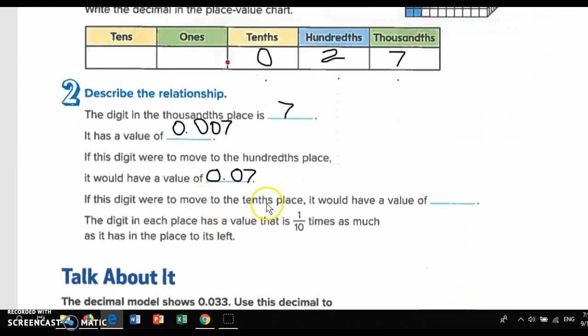If the digit were to move to the tenths place, now, what if the 7 was here? How will we write it then? Then we write 0.7. Correct. The digit in each place has a value of 1/10 times as much as it has in the place to its left.